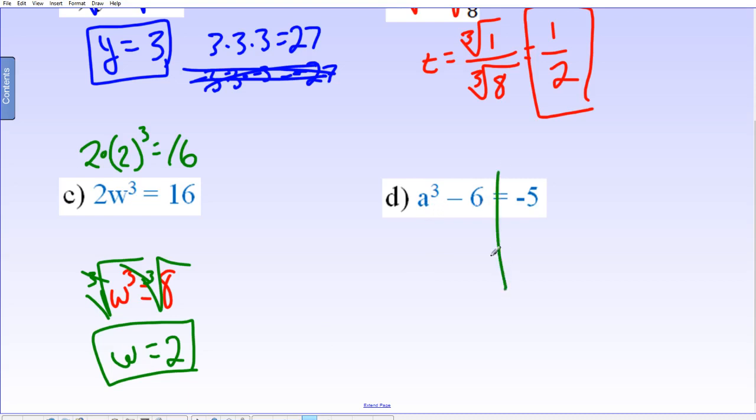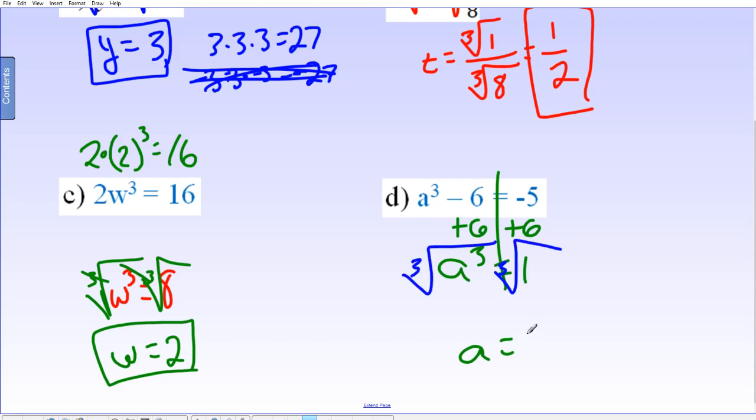Letter D here. So we would like to start by getting rid of this minus 6. If we can get rid of this minus 6 by doing plus 6 on both sides, we get a cubed equals negative 5 plus 6 is 1. And then to get rid of the a cubed, if we cube root both sides, we get just a equals 1. The cube root of 1 is 1. The square root of 1 is 1.